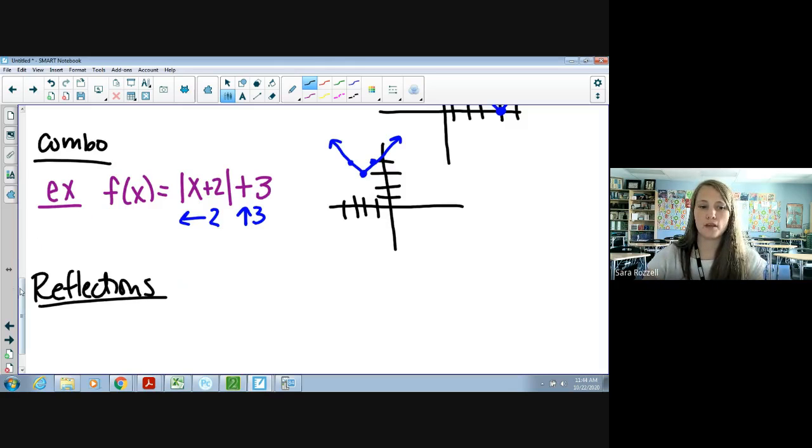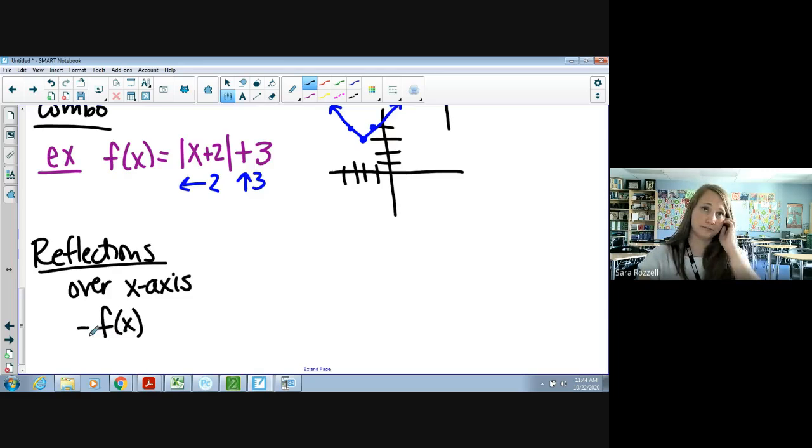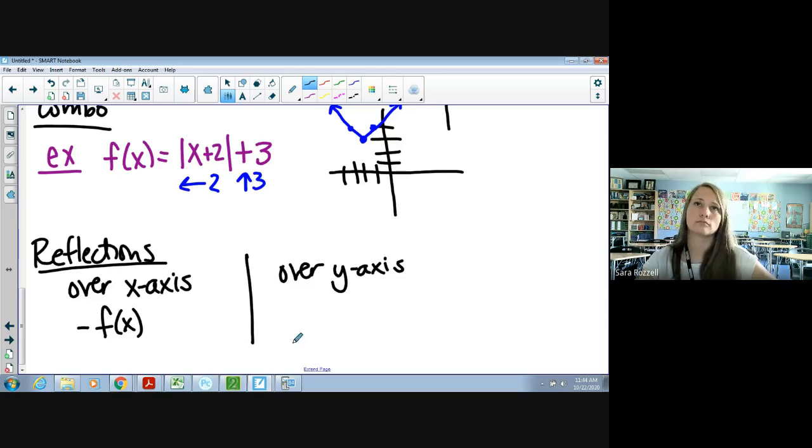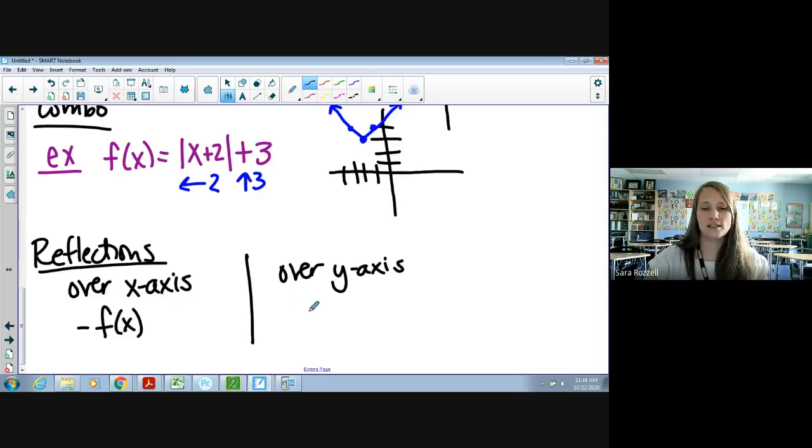over, okay? So if you are going to go over the x-axis, your negative is going to be on the outside of your graph, or of your function. So if our negative's on the outside of the parentheses, that's going to go over the x-axis. If we're going to flip it over the y-axis, so take it like this and flip it over the y, our negative is on the inside.